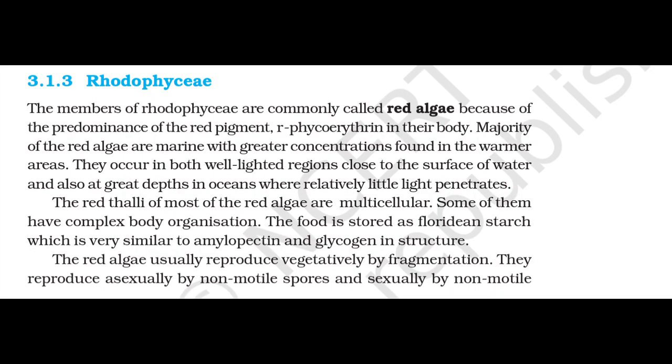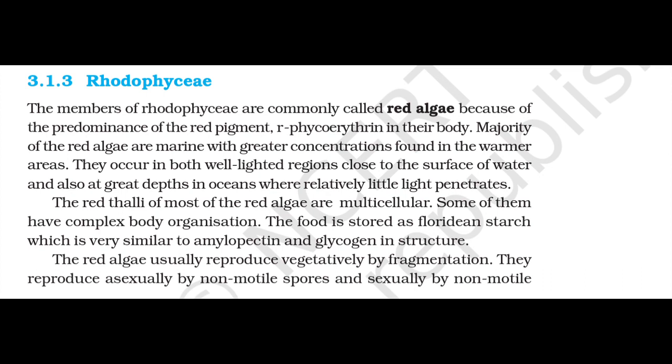3.1.3 Rhodophyceae. The members of Rhodophyceae are commonly called red algae because of the predominance of the red pigment r-phycoerythrin in their body. The majority of the red algae are marine, with greater concentrations found in warmer areas. They occur in both well-lighted regions close to the surface of water and also at great depths in oceans where relatively little light penetrates. The red thalli of most of the red algae are multicellular. Some of them have a complex body organization.